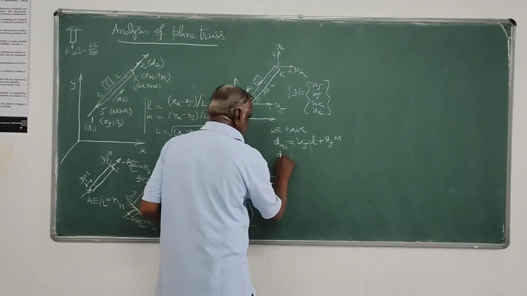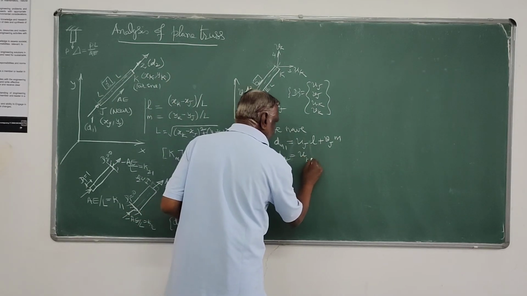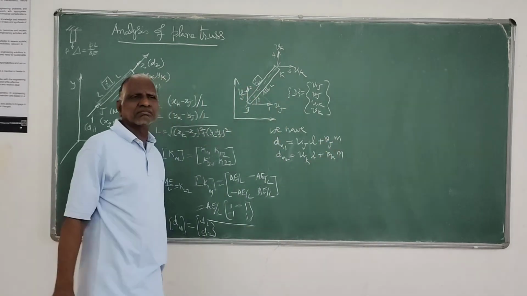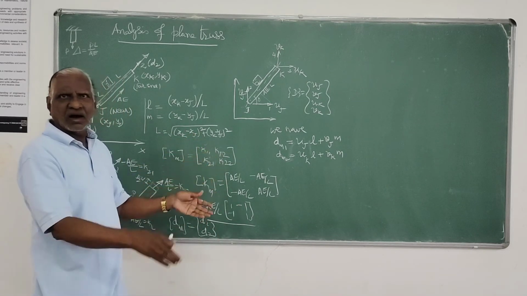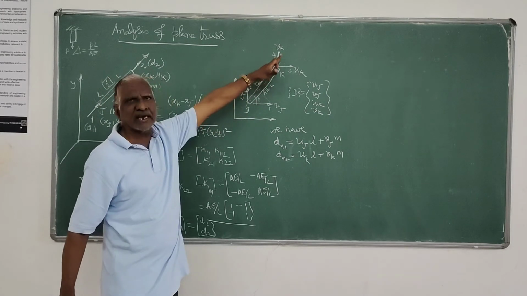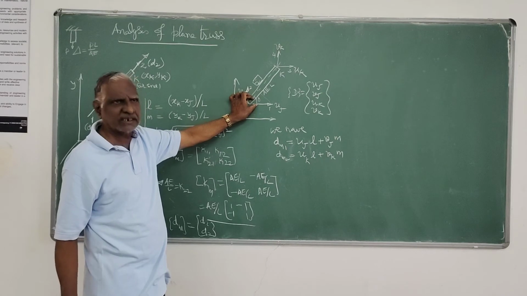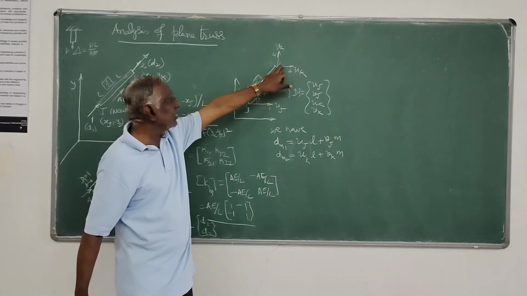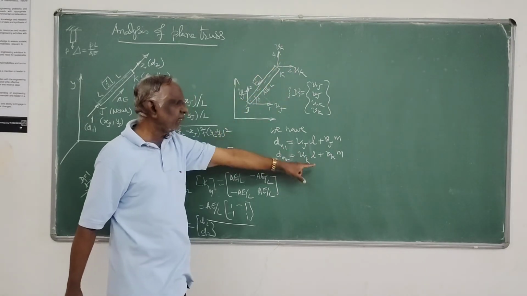Then again, on the same lines, dm2 also you can write as uk l plus vk m. That's a simple relationship, just resolution of the displacements. uj will be resolved along the member axis: uj into cosine theta, that is uj l, vj sin theta, that is vj m. On the same lines here, dm2 is uk l plus vk m.